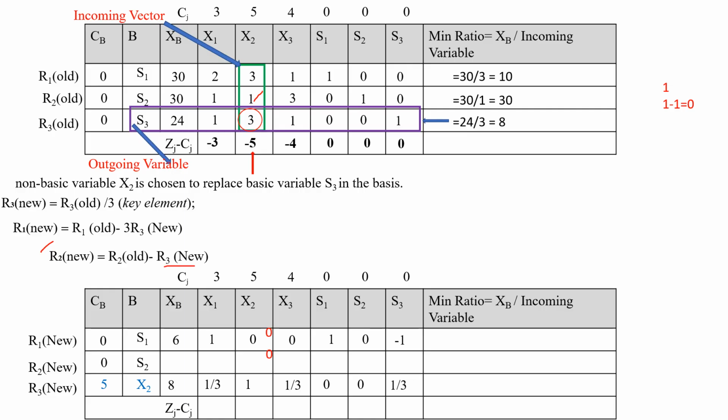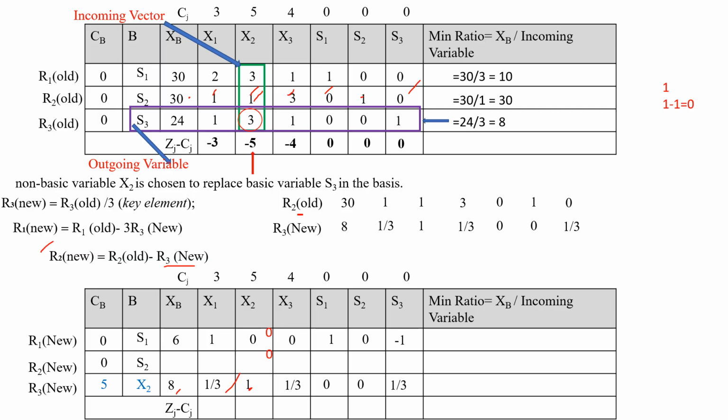So first write down the R2 old elements, that is 30, 1, 1 by 3, 0, 1 and 0. So next write down the R3 new elements, that is 8 and 1 by 3, 1, 1 by 3, 0, 0, 1 by 3.